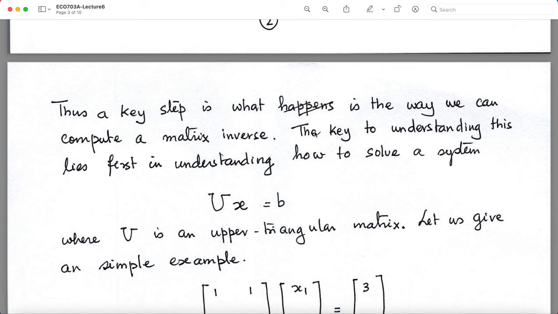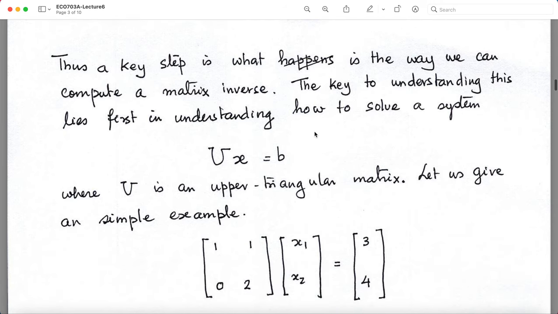But let us see what is the simplest situation in which we can solve an equation of the form Ax equal to B. Now in place of the matrix A, I replace it by a matrix U, capital U, which is an upper triangular matrix, meaning all the non-zero elements must be on or above the diagonal. Below the diagonal, everything would be zero. So let's take the simplest example, a 2x2 matrix.